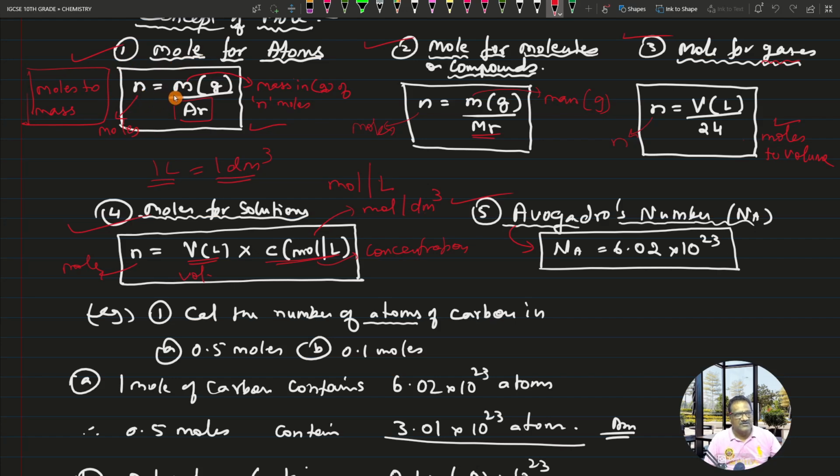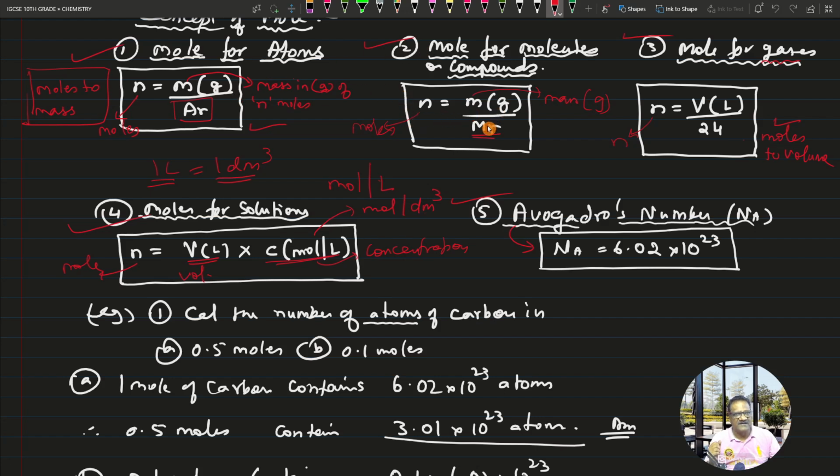This is n is equal to small m, in bracket it is grams, divided by Ar. So this is a formula which is connecting your n, that is the number of moles, m is the mass in grams of the atoms, and this Ar is nothing but the relative atomic mass of that element. This formula you have to use precisely when you are dealing with an atom, okay, or you are dealing with an element.